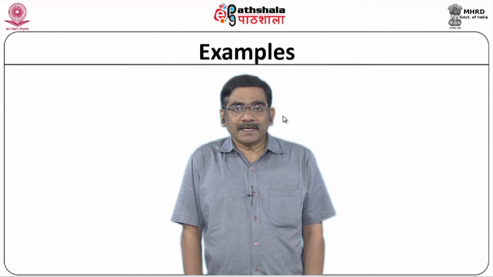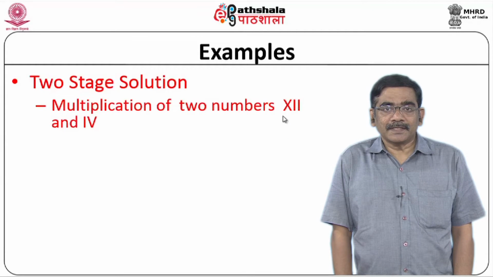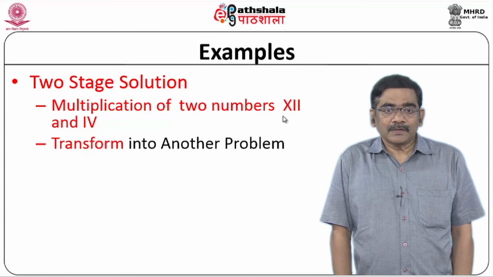So, we will take a small example. Let us assume that we are given two integers. They are given in Roman numbers. Suppose a problem like this is given, so we have to solve this, and we are not very comfortable with the Roman system. So, we can apply the transform and conquer strategy.